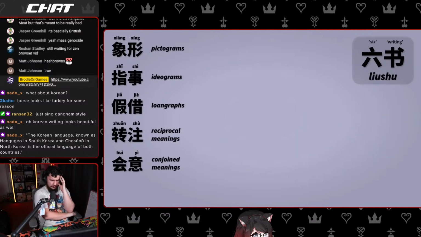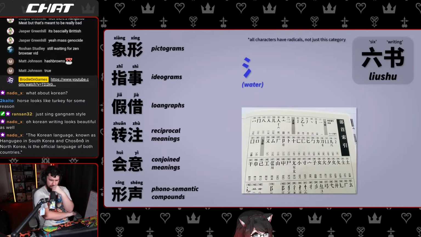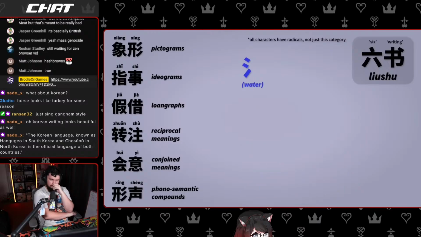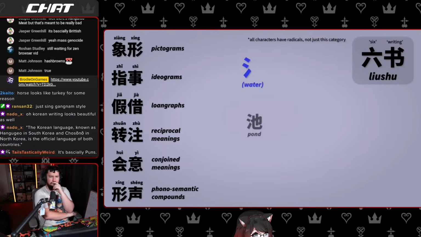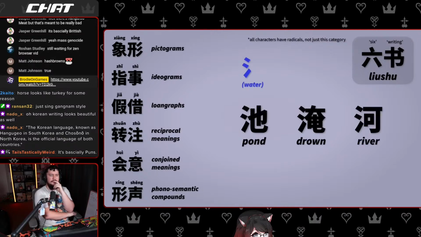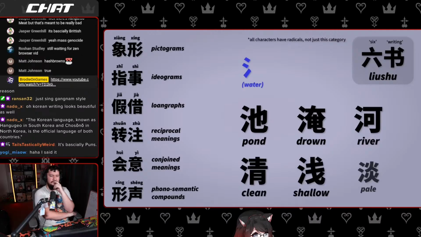These are phonosemantic compounds, and as the name suggests, they feature a phonetic and a semantic element. The semantic component is called a radical, and it's what characters are usually ordered by in character dictionaries, like how we use the initial letters of words to order them alphabetically. The radical is supposed to hint at a general meaning category of the character. So under the water radical, we can find characters meaning pond, drown, or river, but also clean, shallow, and pale.